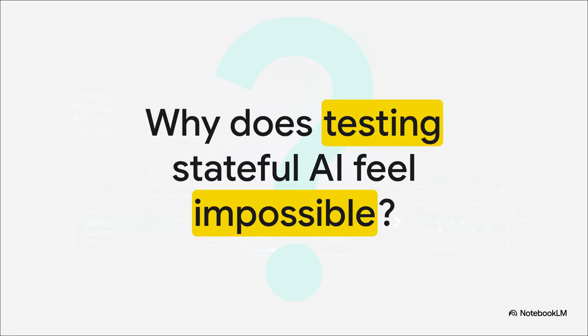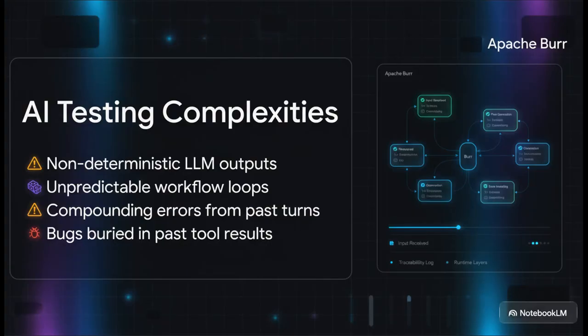You write a test asserting a specific output, and literally the next day, the model gives you a slightly different synonym, and boom, your entire test suite is a sea of red. And there are a few main culprits here. LLM outputs are by nature non-deterministic. They vary wildly. You've got unpredictable, endless workflow loops, you get compounding errors from past conversational turns, and honestly, the worst one, finding a bug deeply buried inside a tool result from like 3 turns ago.